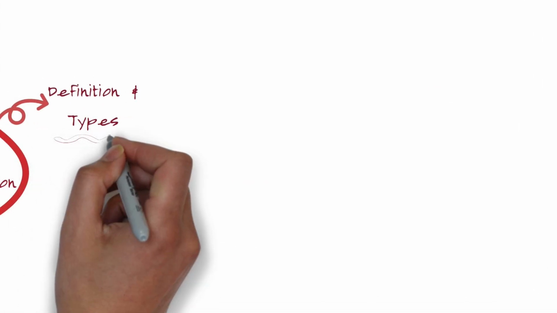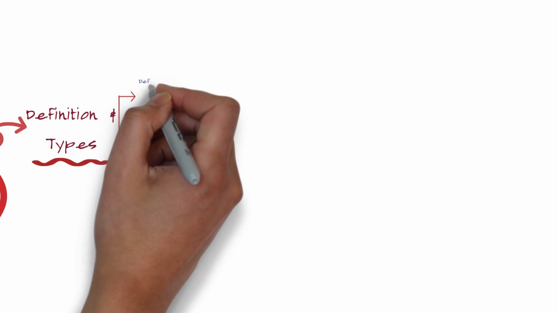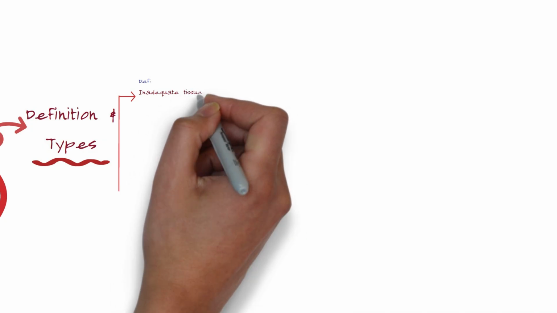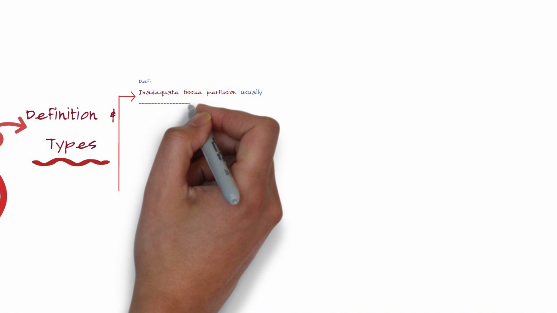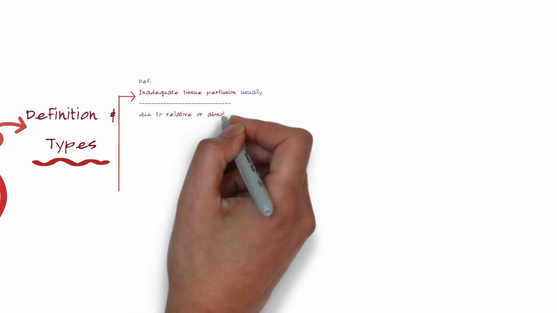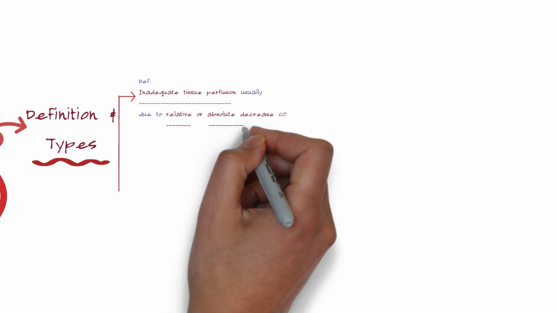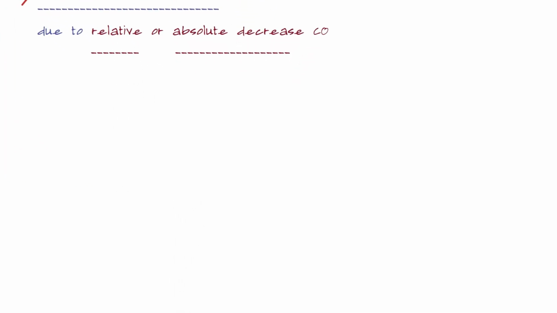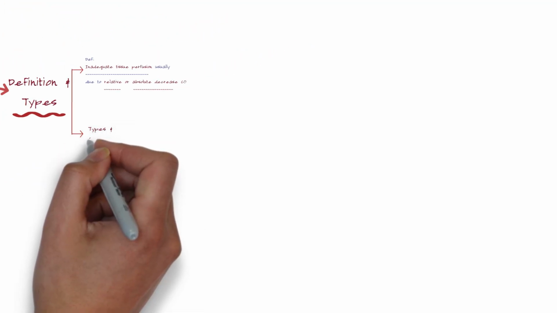Now, let's start with the definition and the types of shock. Shock is defined as a state of inadequate tissue perfusion, usually due to a relative or absolute decrease in the cardiac output. The key idea to remember is that tissue blood flow depends mainly on cardiac output, and shock occurs because cardiac output is truly decreased, and this is an absolute reduction. Or in some types of shock, the cardiac output is normal, but the tissue is still inadequately perfused, and this is a relative reduction in the cardiac output. So let's start with the absolute decrease in the cardiac output, or the true drop in the cardiac output.